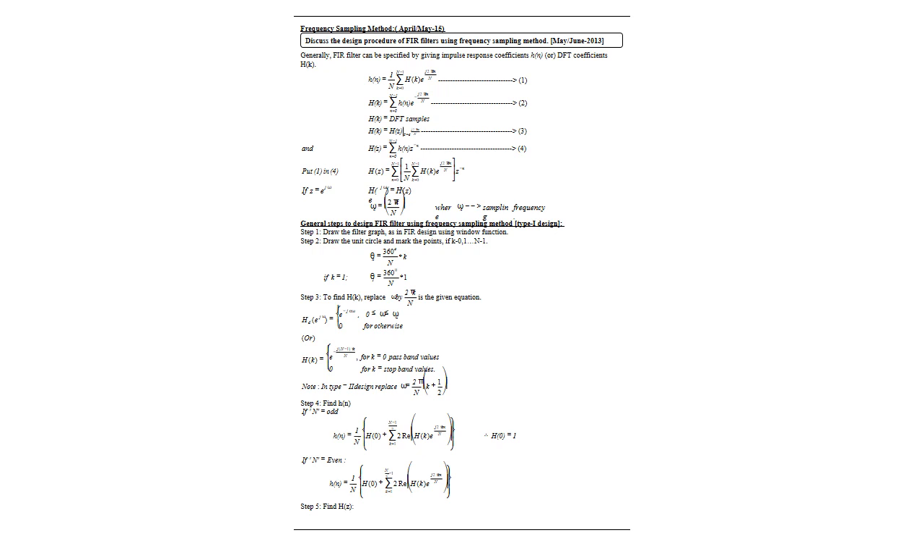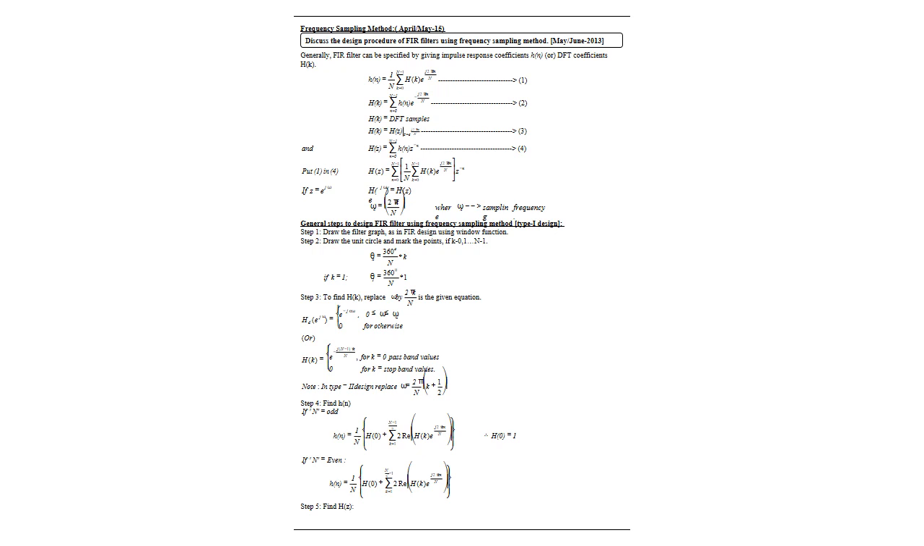So step 3 is to find the H of k. Replace omega by 2 pi k by N in the given equation. So that is Hd of e power j omega is equal to e power minus j omega, 0 less than or equal to omega less than or equal to omega c, and 0 otherwise. So H of k is equal to e to the power of minus j (N minus 1) pi k by N for pass band values, and 0 for stop band values. So in type 2 design, we have to replace omega with 2 pi by N into (k plus 1 by 2). So the step 4 is we have to find out the h of n value.